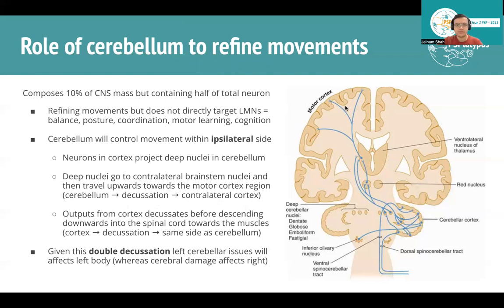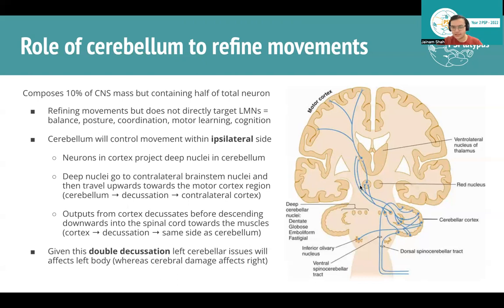Then from there, they go back down. So they go down, decussate before descending towards the spinal cord. So they've gone down again to the spinal cord and then towards the muscles. So essentially, they do, yes, decussate above the level of the cerebellum. But once you get down here, if you just ignore this part up here, you can imagine that it just starts here and then goes down here.